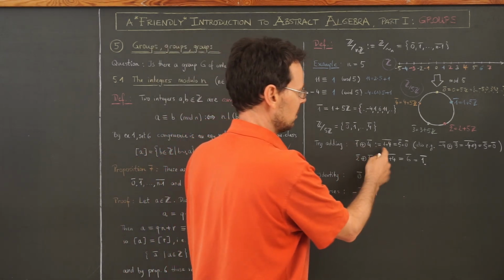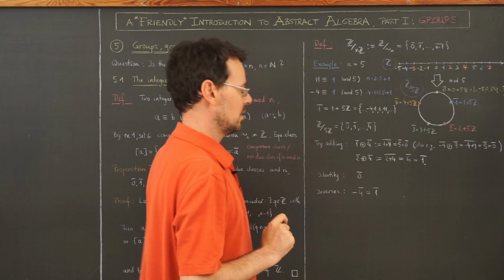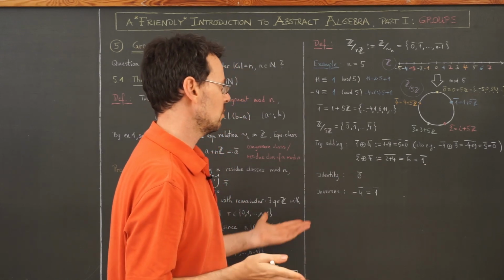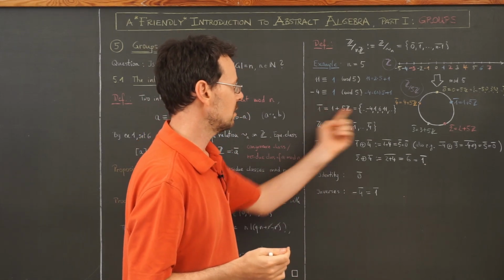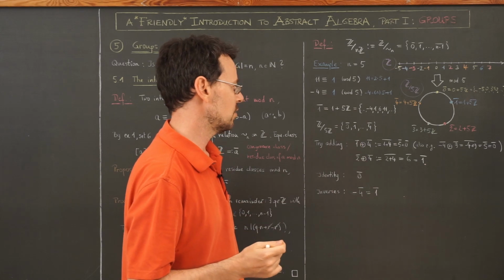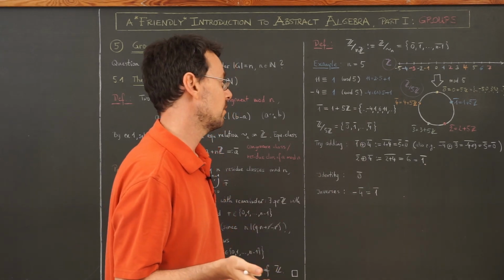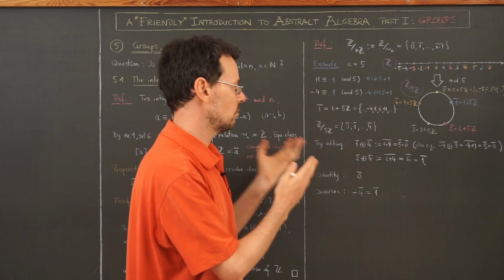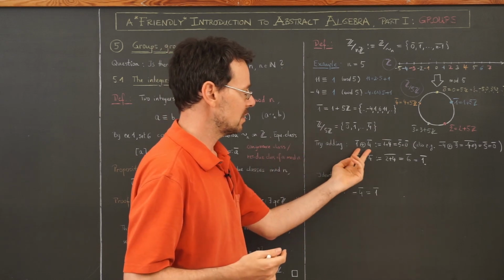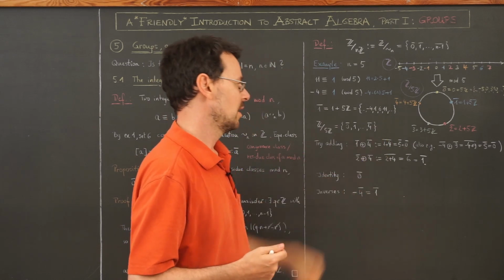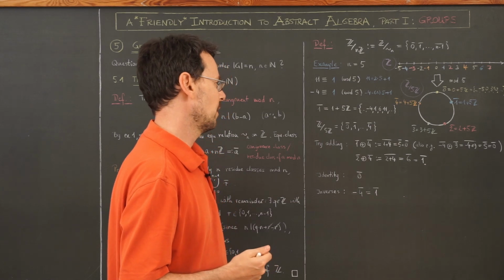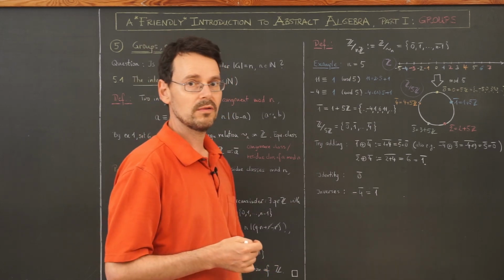And of course, this is associative because this addition here is associative. And this shows actually that this set here, together with this operation, is a group of order 5. So we have found a group of order 5. Of course, it's abelian because here we can change the order. So that's an example of a group of order 5.